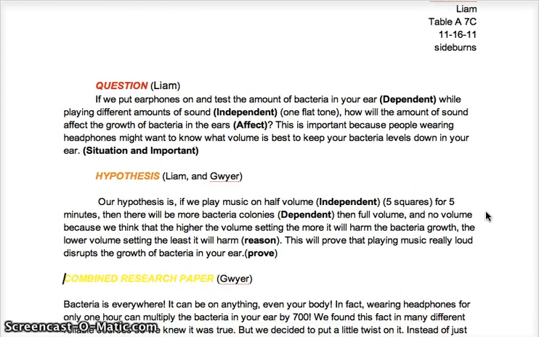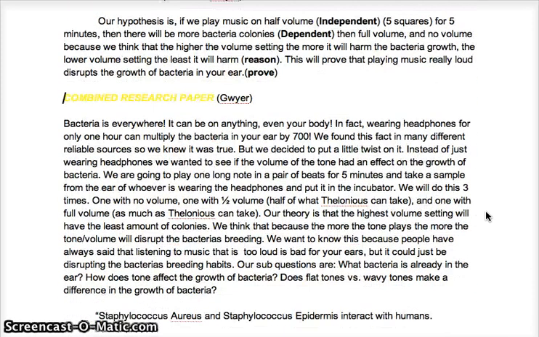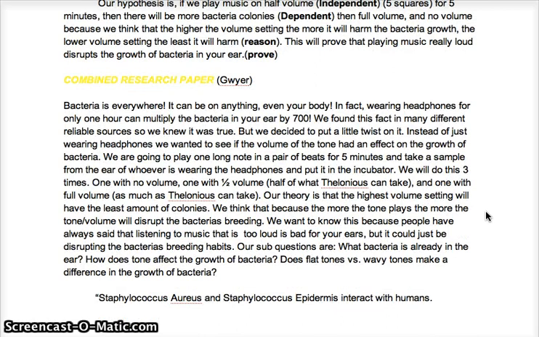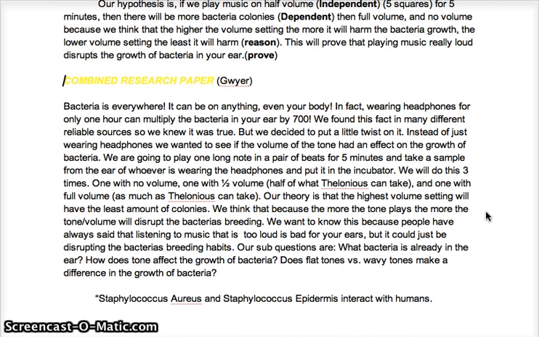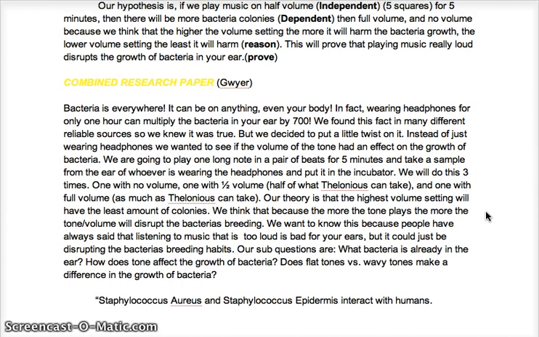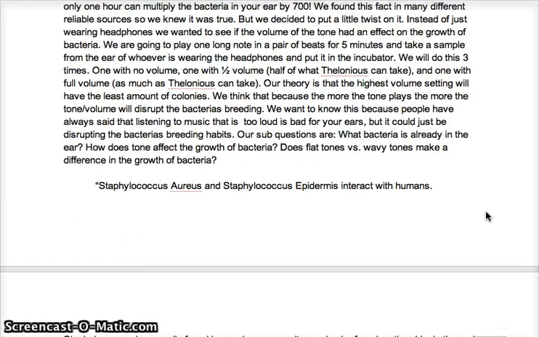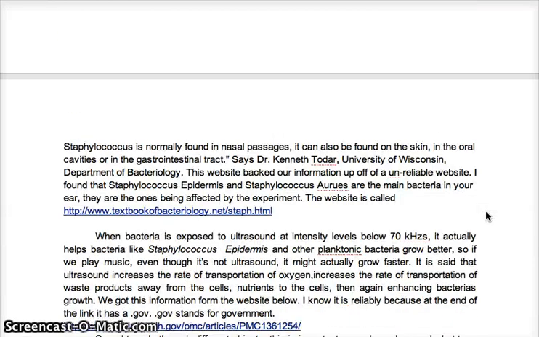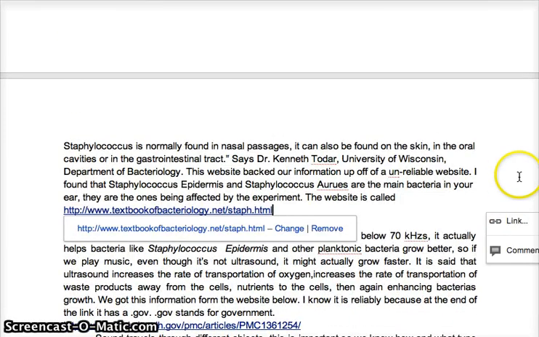So for our combined research paper, we had 3 research questions to research, and they're on a paper. One was what types of bacteria are in your ear, because we wanted to know what was going to be affected by our trials. One was the tones and the sound of music effect, because we just wanted to research how many people have done this experiment before. And we found that Staphylococcus aureus and Staphylococcus epidermis are the main bacterium in your ear.